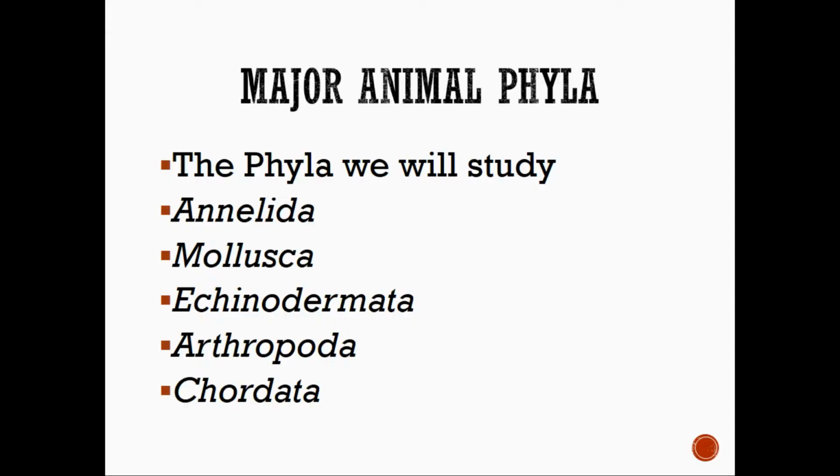All right, here we go. We're going to start with our last video in the series, and today we're going to talk about the major animal phyla that we will study. In the previous video, we talked about how there were 36 different animal phyla, and there's no way we can discuss all of them. So we're going to go over the 5 that we will discuss in this semester. They are phylum Annelida, Mollusca, Echinodermata, Arthropoda, and then finally phylum Chordata. So let's take a look at these different animal phyla.